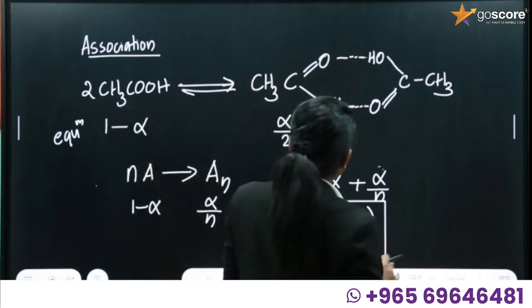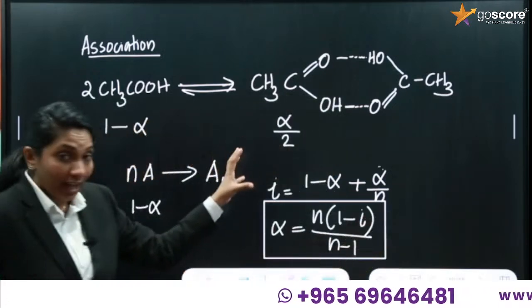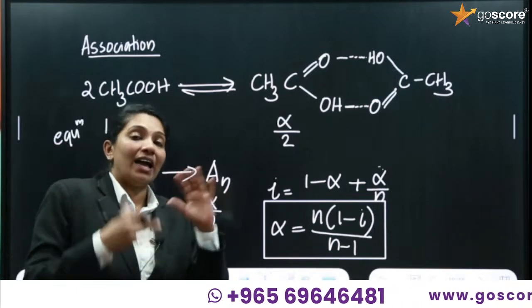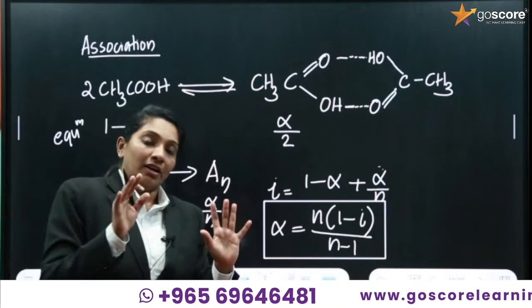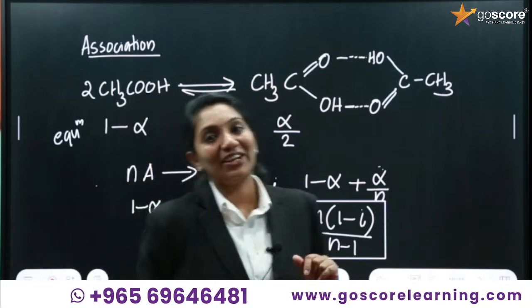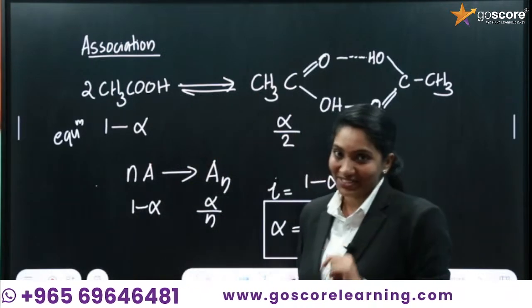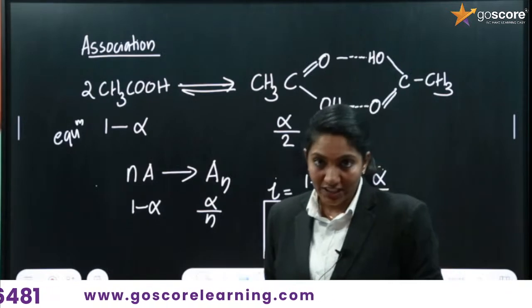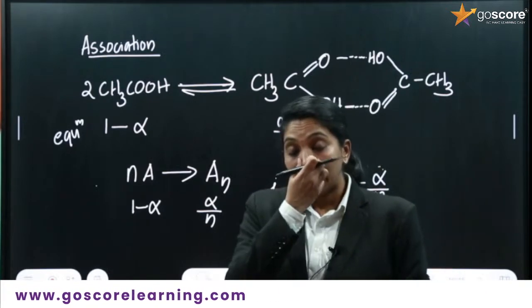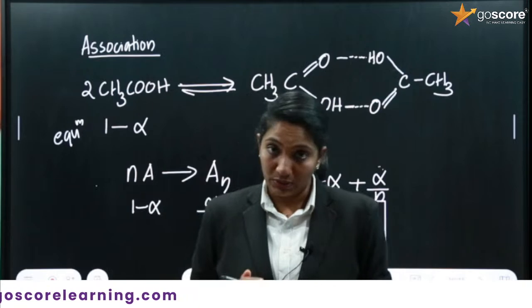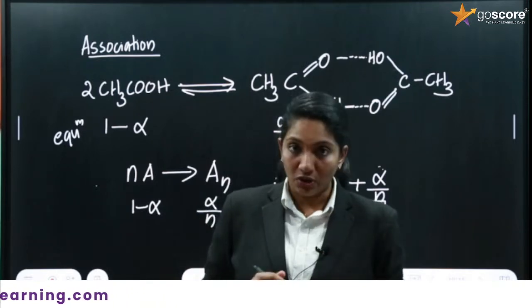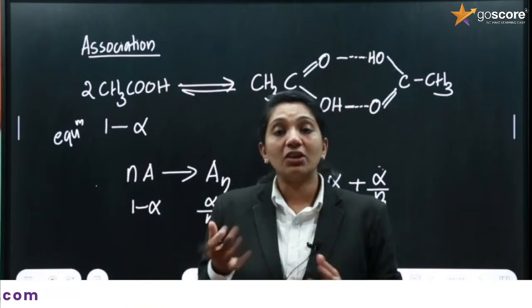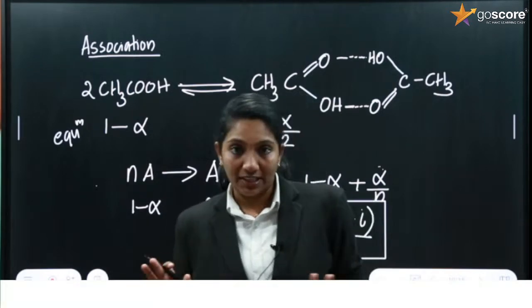So I think the abnormal molar mass, the degree of association and degree of dissociation are clear for you, and why there is a change in the colligative property when you are adding an electrolyte into the solvent. Why there is a change in the colligative property, it's clear for you, right?